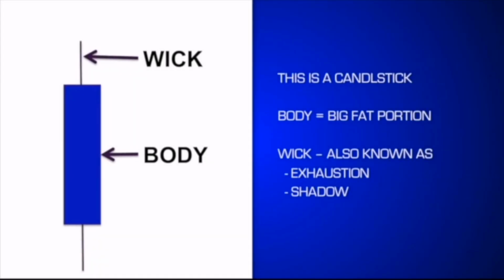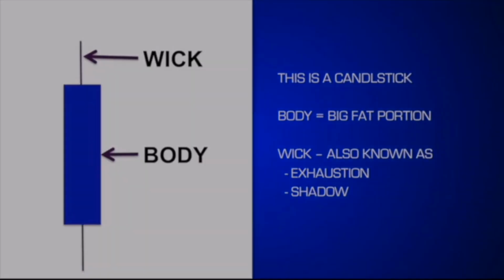So let's get started on what a candlestick is. In this picture, you see an example of a candlestick. These are called Japanese candlesticks, and you usually find them on the OHLC chart. I'll talk about that shortly. This candlestick is made up of a big fat region called the body, and then the little skinny things coming out of it are called the wick, also known as the exhaustion or the shadow. It's good to follow these because they tell you a lot. I'm going to go into what each of these mean on the next slide.